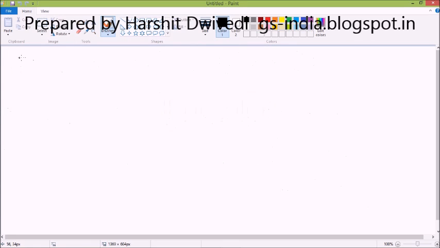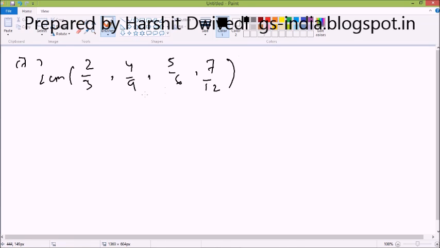Next question, question number 7. LCM of the fractions 2 by 3, 4 by 9, 5 by 6, 7 by 12. We have to find out the LCM of these fractions. In order to find it, we are going to find the LCM of numerators and HCF of denominators.